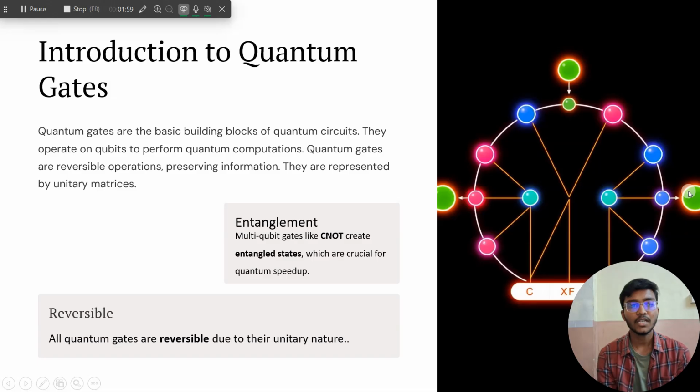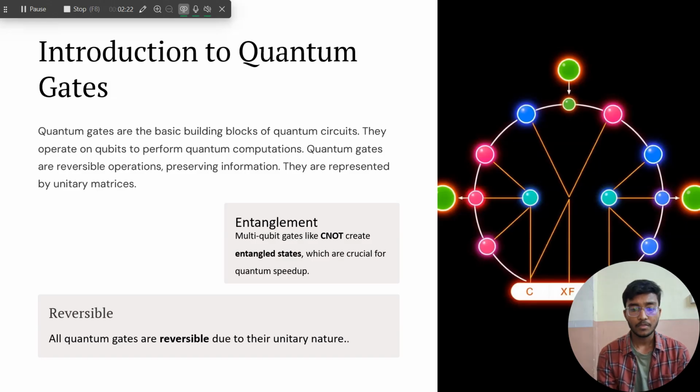Okay, so let's now start with the introduction to quantum gates. Quantum gates are the most prominent thing in quantum computing, so first we will learn about them. Quantum gates are the basic building blocks of quantum circuits. They operate on qubits to perform quantum computations. Quantum gates are reversible operations preserving information. They're represented by unitary matrices.